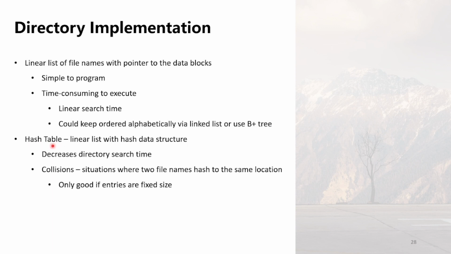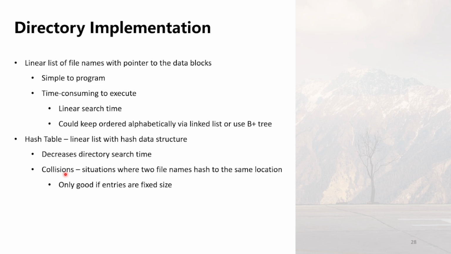Hash tables are another method, which store the linear list using a hash data structure. When a file name is input into a hash function, it outputs a value. With this value, we can go directly to the corresponding bucket to find the data, thus reducing directory search time.